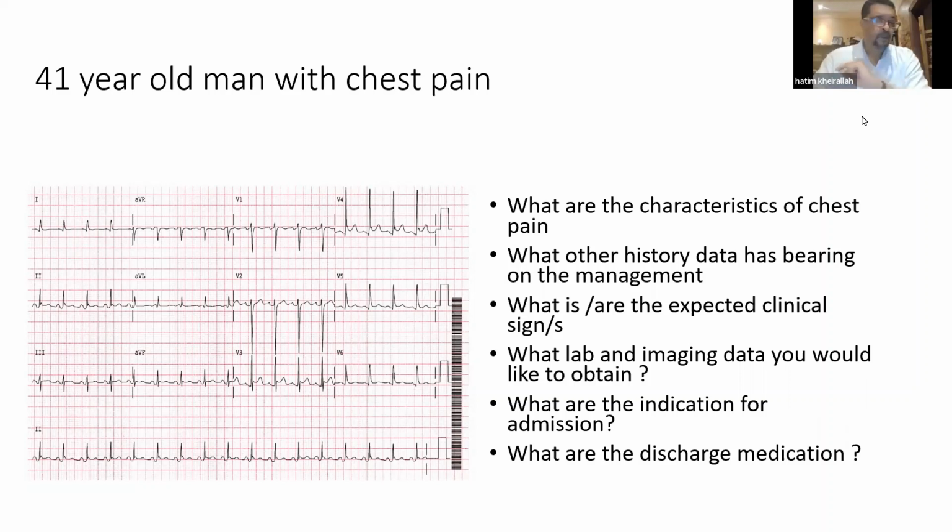Back to my question: what is the best imaging tool by which you can confirm the diagnosis of pericarditis, i.e., inflamed pericardium? Maybe CMR. Exactly, MRI can show the inflamed pericardium. Okay, so what are the indications for admission? Are you going to admit all patients with pericarditis?